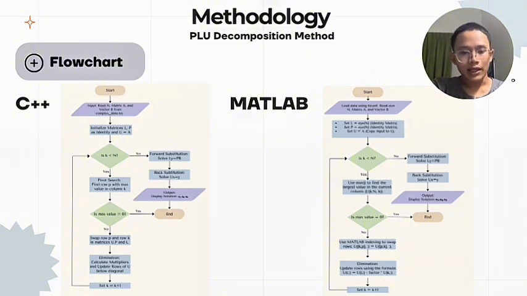If k is less than n, we continue with pivot searching. After that, we ask the system: is the max absolute value equal to 0? If yes, we end the program. If no, we swap row P and row K in matrices U, P, and L. Then we continue with the elimination step. Then we set k equal to k plus 1. Then loop back to the question: is k less than n? For the MATLAB flowchart, it is identical to the C++ flowchart, but with different commands.